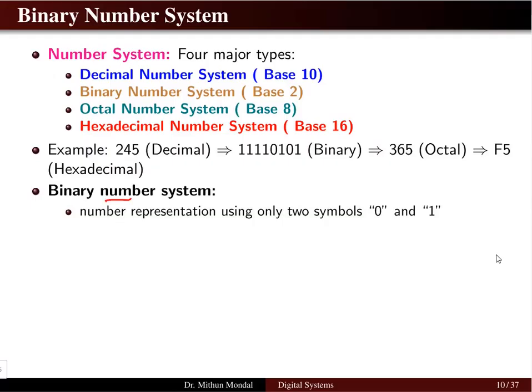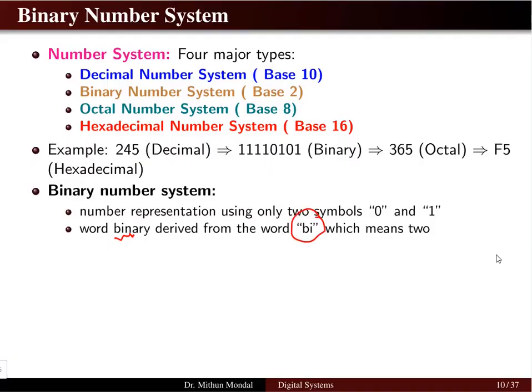So the binary number system is a number system using only two symbols. When we talk about zeros and ones, here we can see that the number 245 has been represented with the help of only zeros and ones. How this 245 has been converted to zeros and ones is basically the binary number conversion from decimal to binary. The word binary is derived from the word "bi", which basically means two, meaning we are operating with ones and zeros, which are the two binary numbers involved.